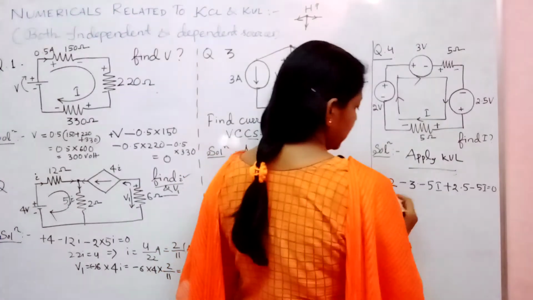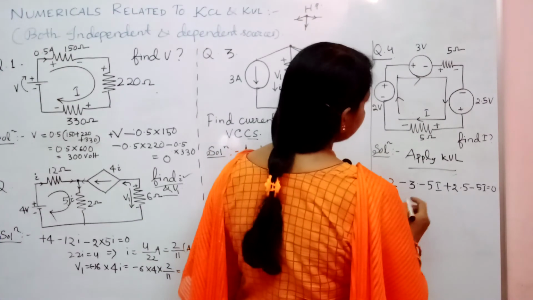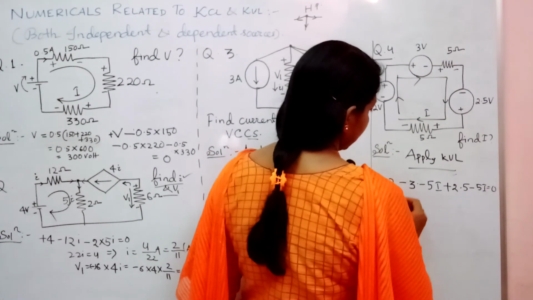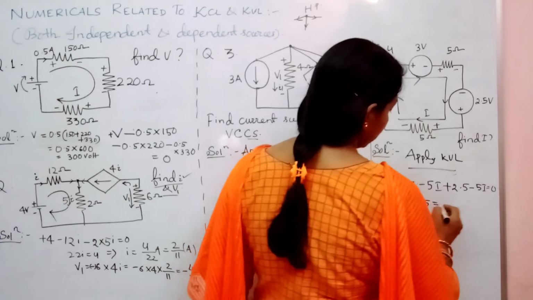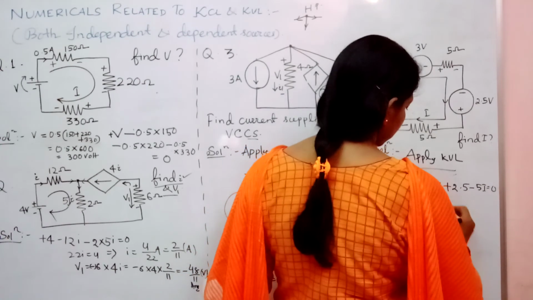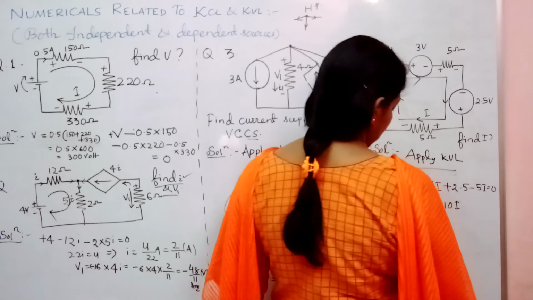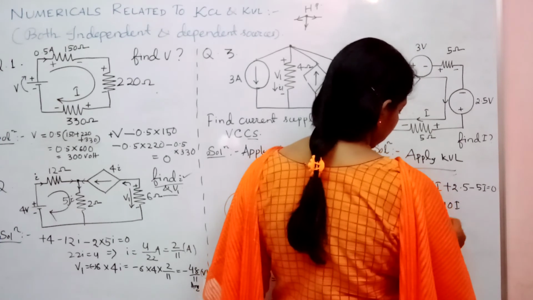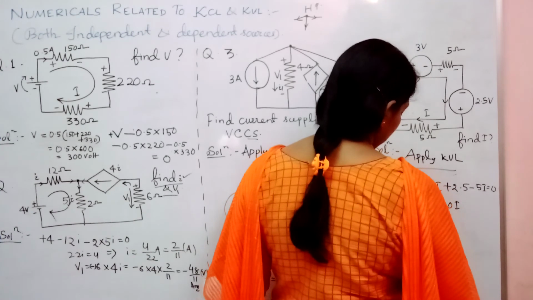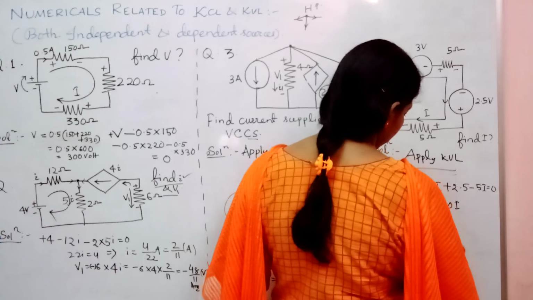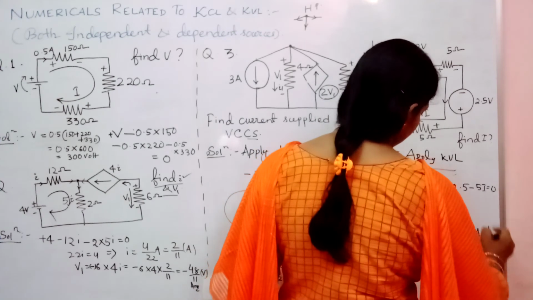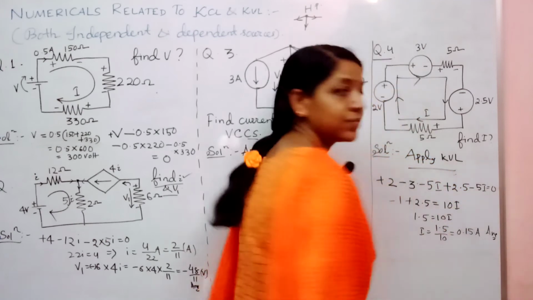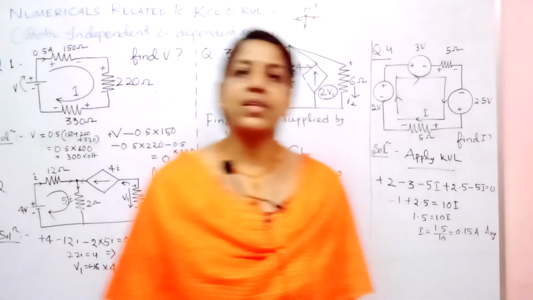So now it is 2 minus 3, so minus 1, plus 2.5 equal to, this is 5, so 10i. Now this is 1.5 equal to 10i, so I equal to 1.5 by 10, that is equal to 0.15. This is the answer. Is this clear to all of you?